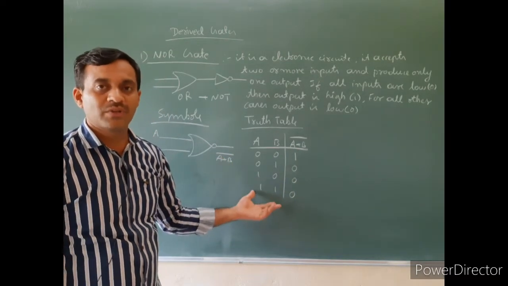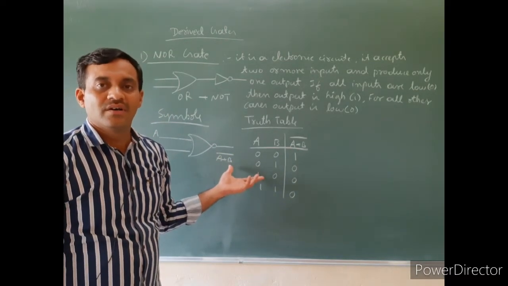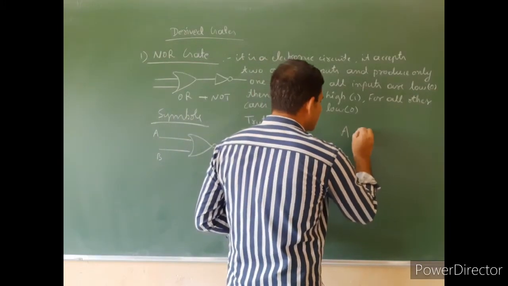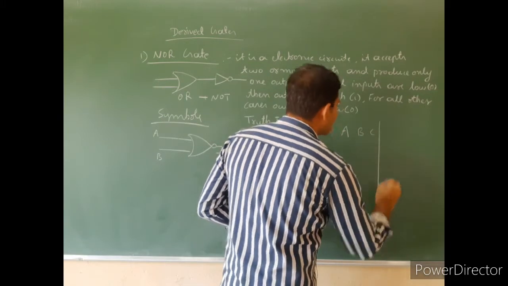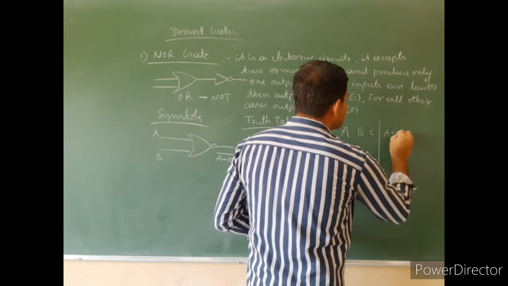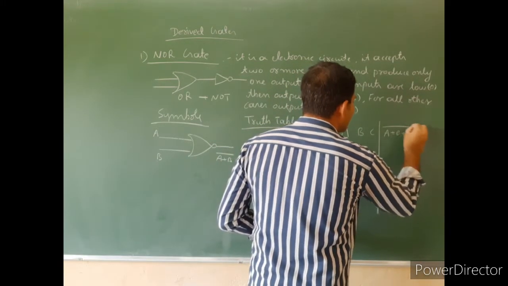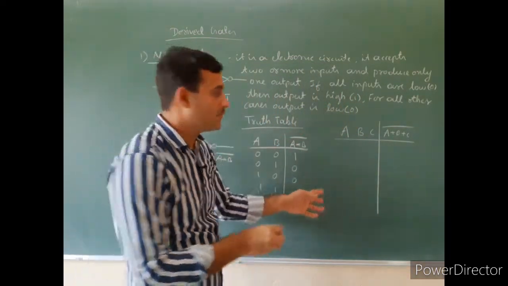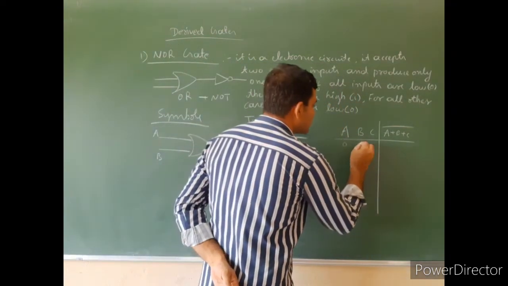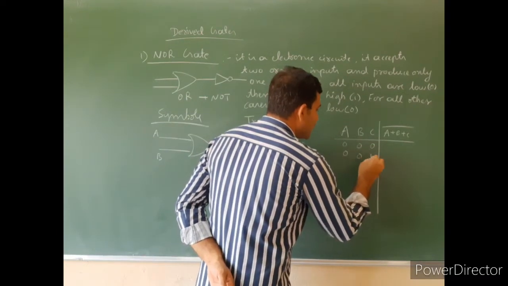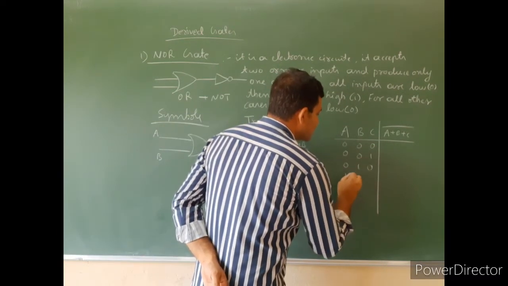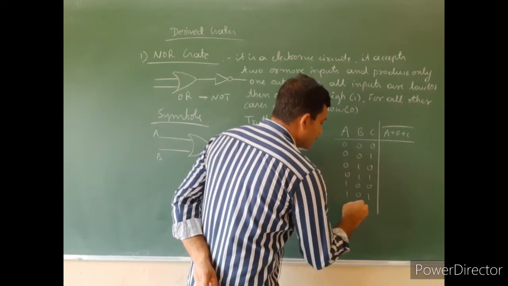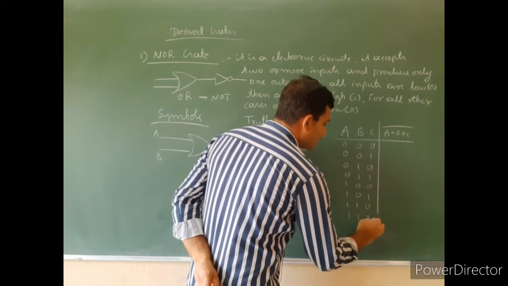So, this is the working principle of the NOR gate. If it is three variables or inputs A, B, C, then the output is A plus B plus C complement. If it is three variables, the combinations are 0 0 0, 0 0 1, 0 1 0, 0 1 1, 1 0 0, 1 0 1, 1 1 0, 1 1 1.